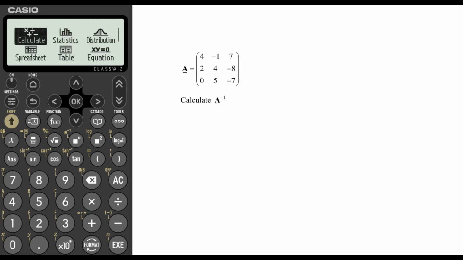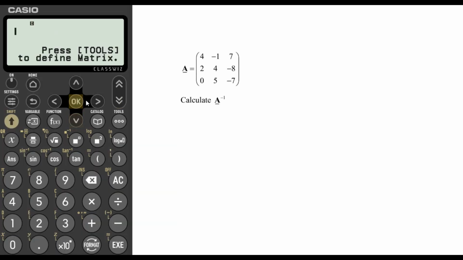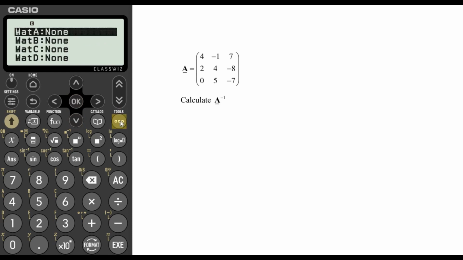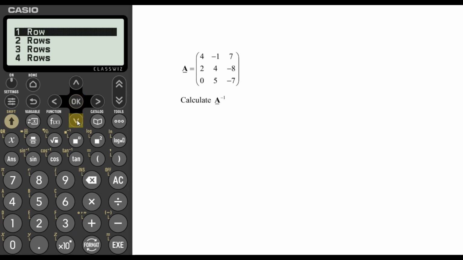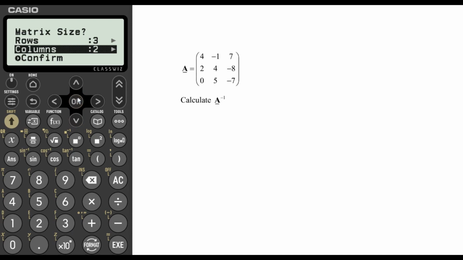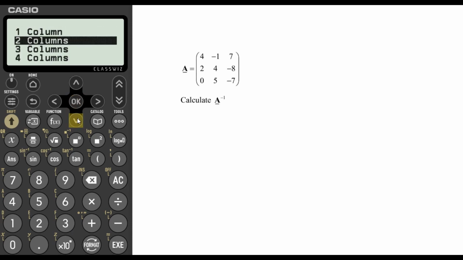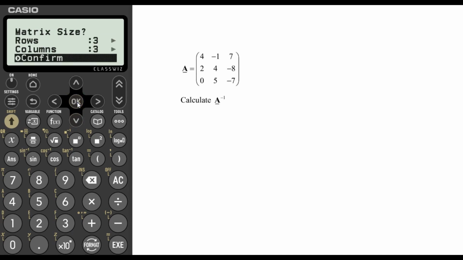We can use our calculator to calculate the inverse of a matrix. Now here we have the matrix A, 4, minus 1, 7, 2, 4, minus 8, 0, 5, minus 7, and we have to calculate A inverse. Now we need to input the matrix A into our calculator. So if we go to the matrix sub-menu, we need to define matrix A, so press tools. Matrix A has 3 rows. Matrix A has 3 columns. Let's confirm this.